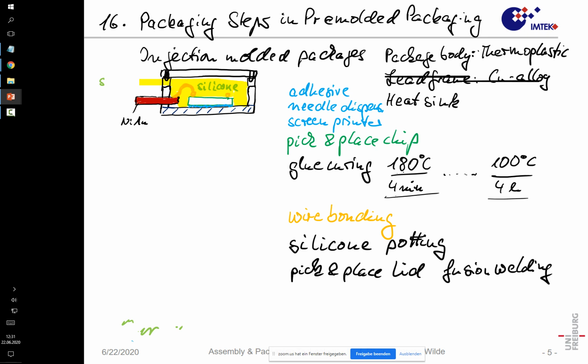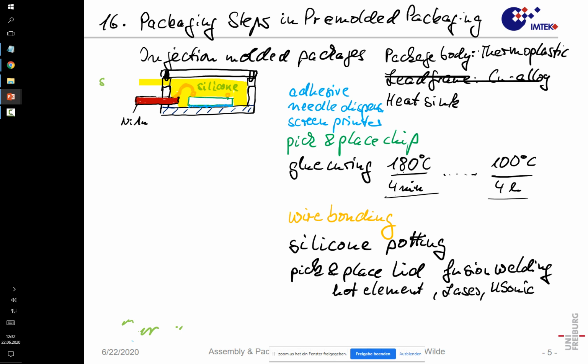So we could use a hot element. We could use a laser. We could use ultrasound. And in that way, we have finished our package, and that's the complete process.